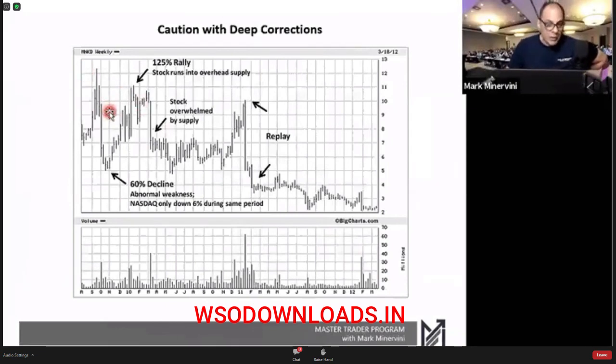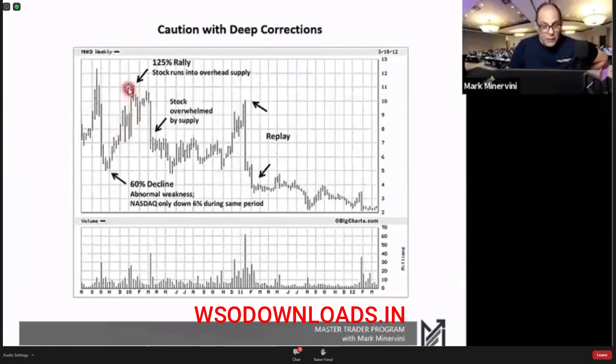So in this particular example, Mankind, you can see the stock comes off 60%, but during that period, the NASDAQ was only down 6%. This is a very abnormal action. And while it came rallying back quite a bit, as a matter of fact, it went up 125%.